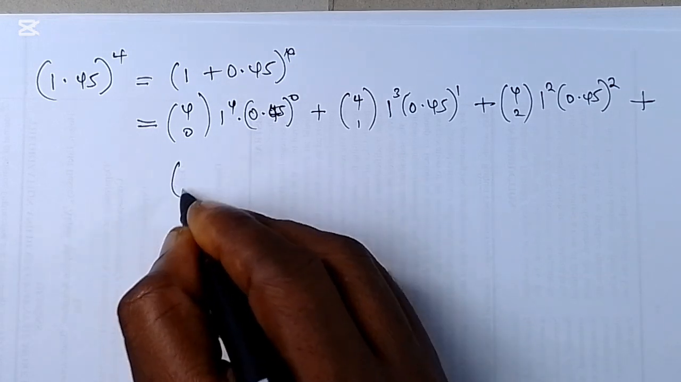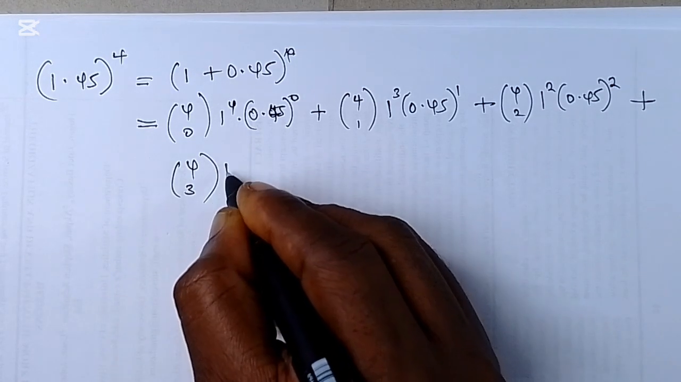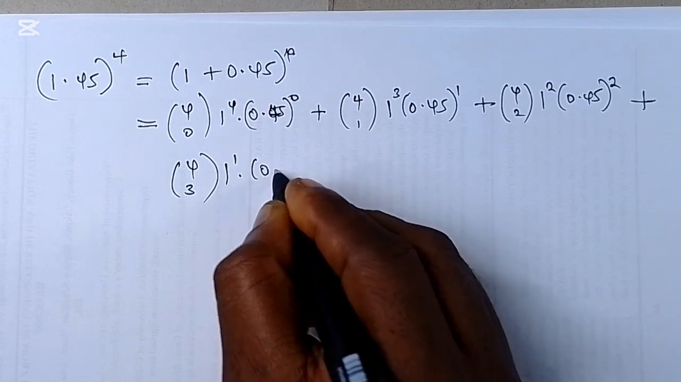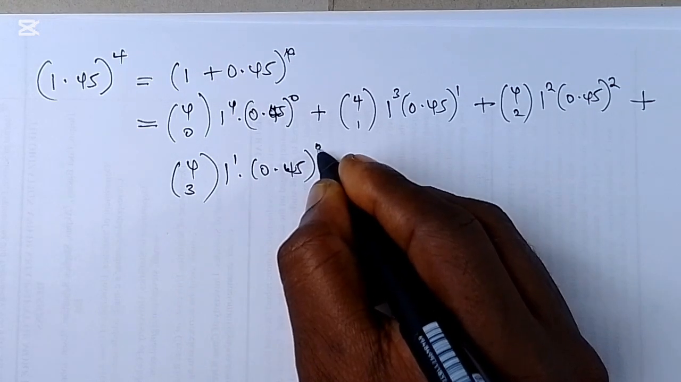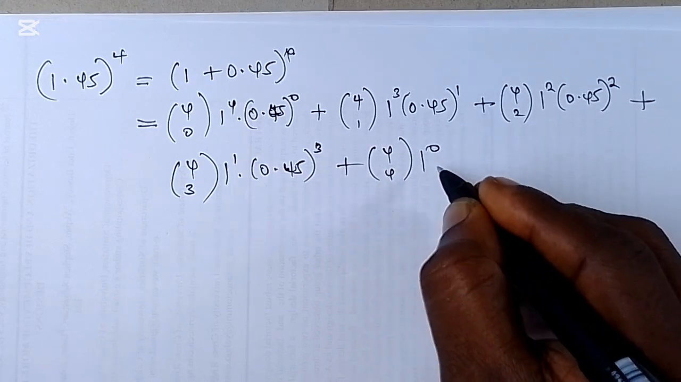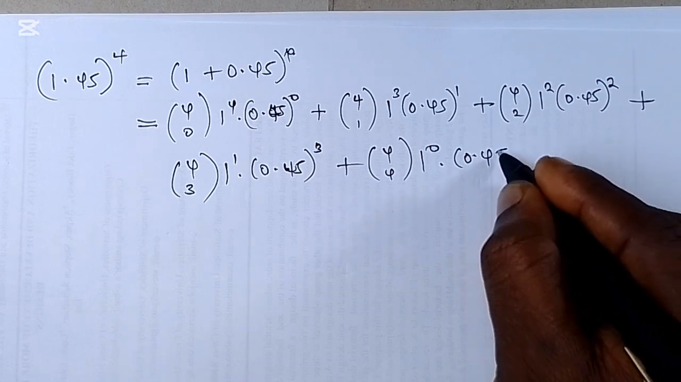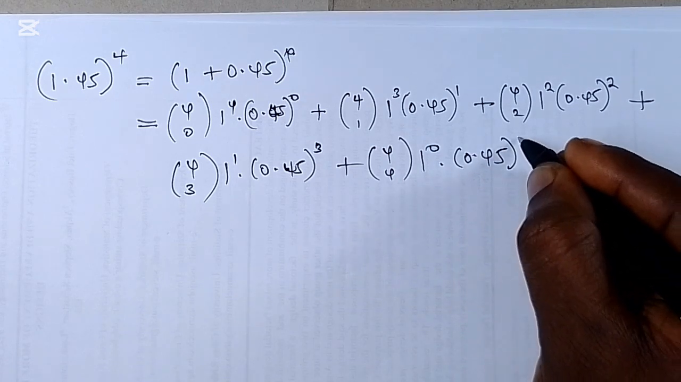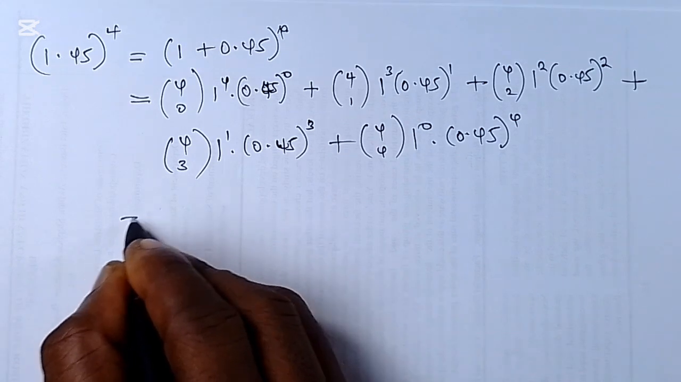Now coming over here, you have 4 combination 3. 4 combination 3 would have 1 raised to the power of 1 times 0.45 raised to the power of 3 plus finally 4 combination 4, 1 to the power of 0, it drops by 1, and this will be 0.45 raised to the power of 4. Okay, so what you now do is to simplify.